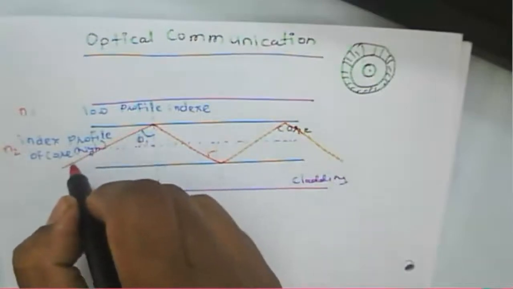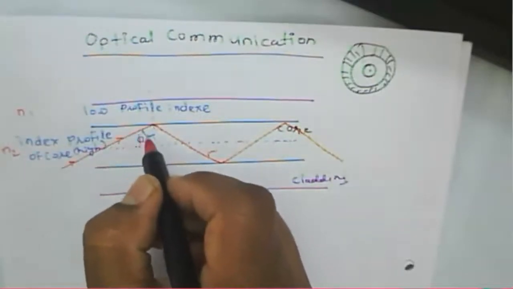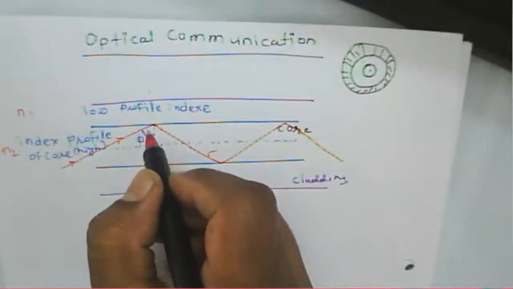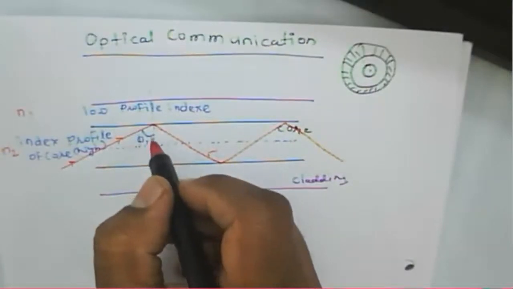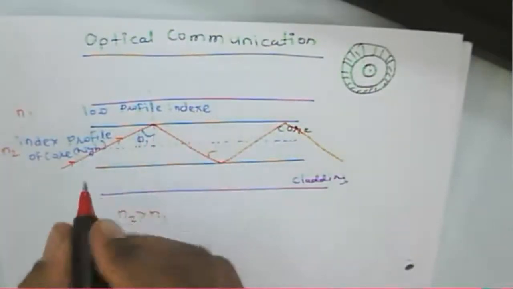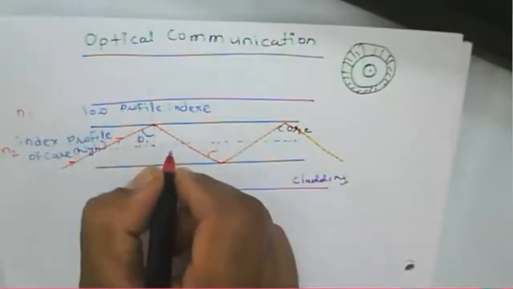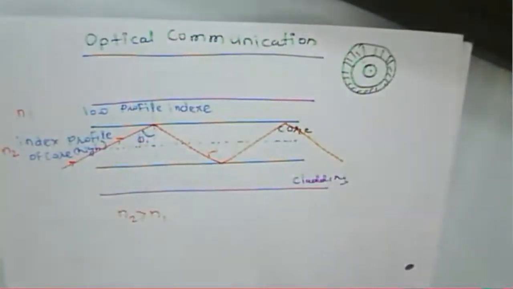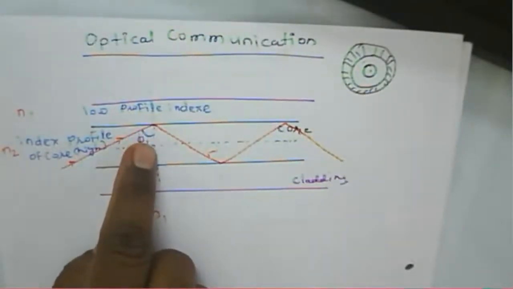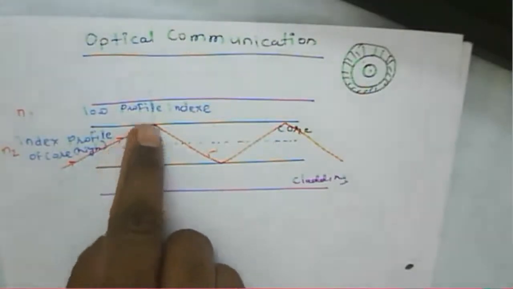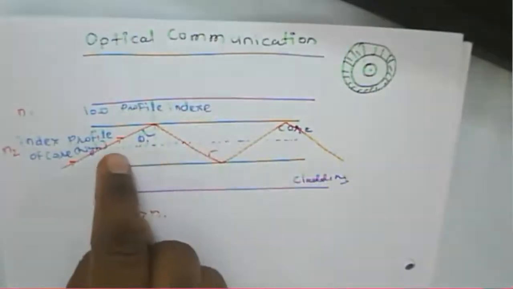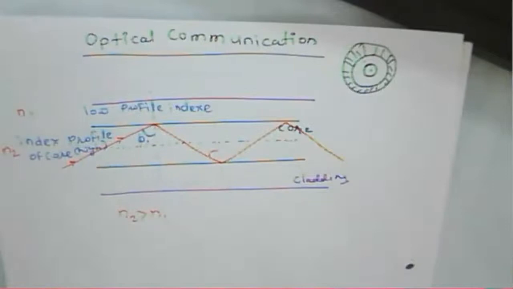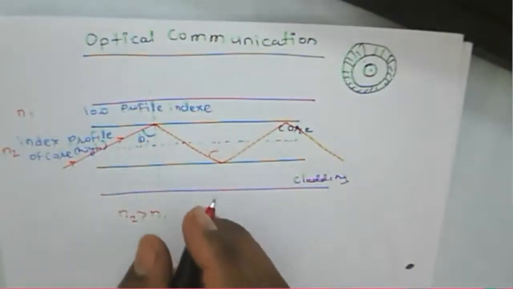So why is it reflecting? Because the incident ray makes an angle phi with the perpendicular that is greater than the critical angle. Then and only then the light will be reflecting. We have seen earlier in ray theory that if the angle is less than the critical angle, the light will propagate into the cladding layer. Right now it is greater than the critical angle, so it will be reflected from this boundary.